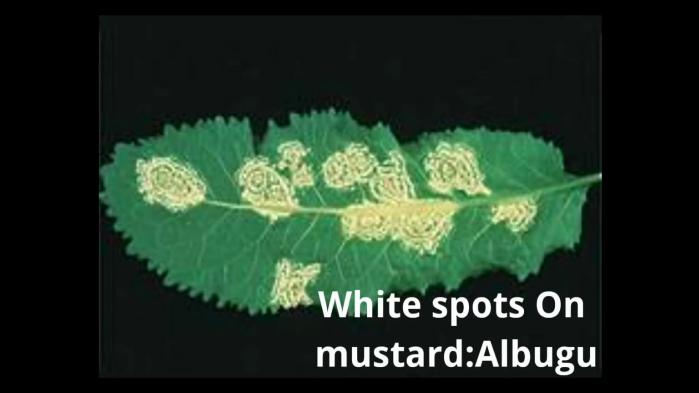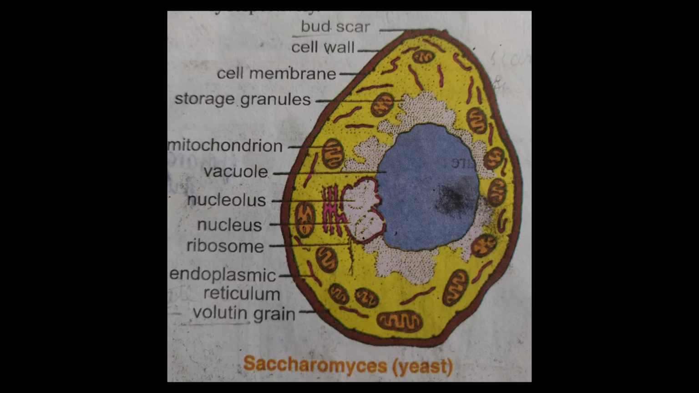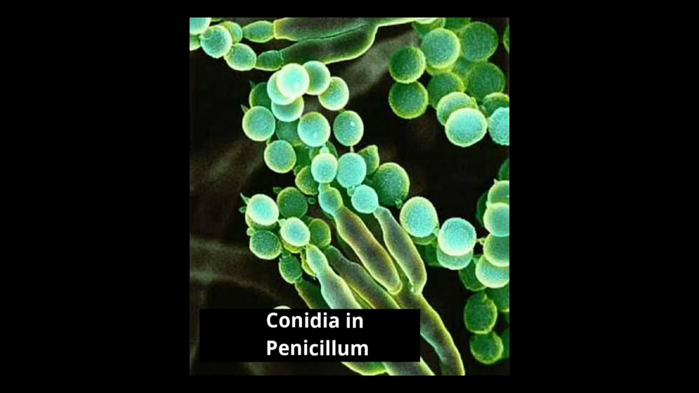The next member is Albugo, which causes white spots on mustard plant. Mucor, Albugo and Rhizopus are the examples of the first class of fungi called Phycomycetes. The second class is Ascomycetes, under which unicellular yeast Saccharomyces is an example. The rest are all multicellular. Penicillium, from which Alexander Fleming extracted the antibiotic penicillin, also belongs to Ascomycetes only.